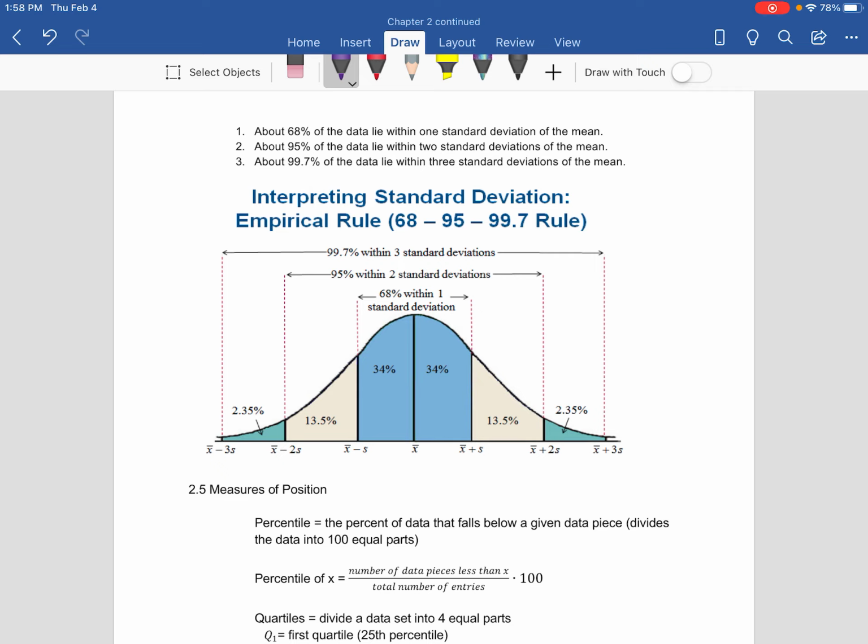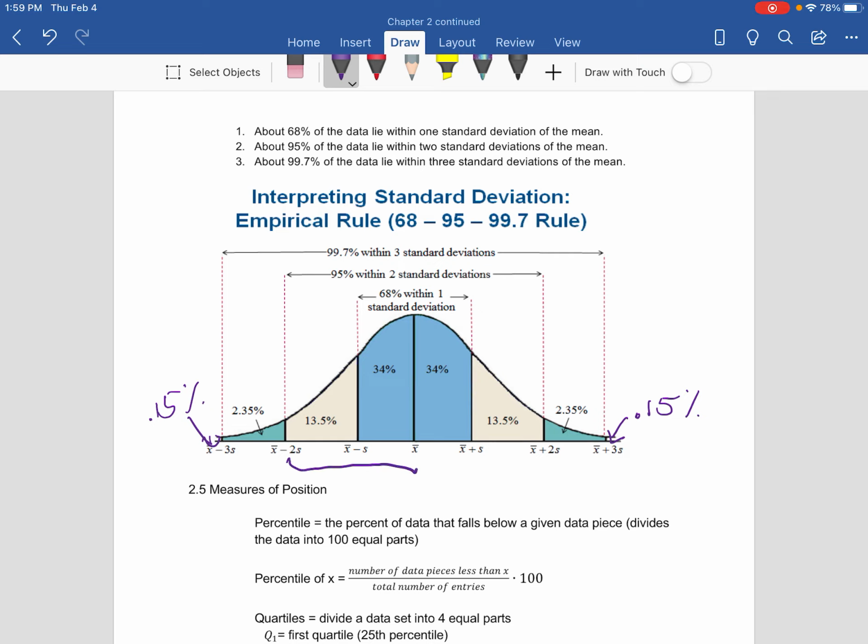The third piece of information the empirical rule says is that about 99.7% of the data lies within three standard deviations of the mean. So again, if you do the math, you're left with 2.35% of the data on the lower end and 2.35% of the data on the upper end. That still is only 99.7% of the data. So the actual end is 0.15% on each end to get the whole 100%.